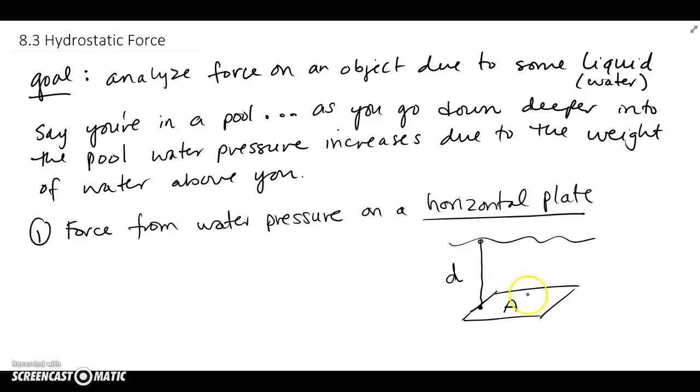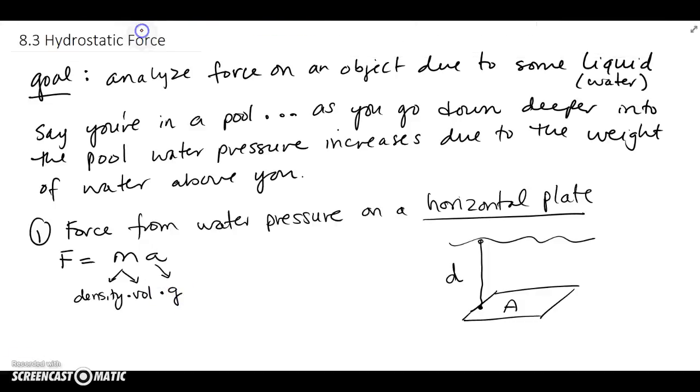So let's say we got a horizontal plate submerged in water, and this is the surface of the water, and that plate is d units below the surface of the water. So we know force is equal to mass times acceleration. And we know that mass is just density times volume, and the acceleration due to gravity is just g.